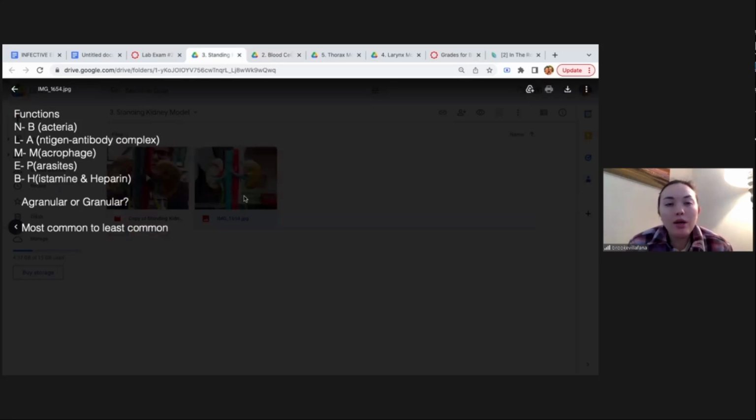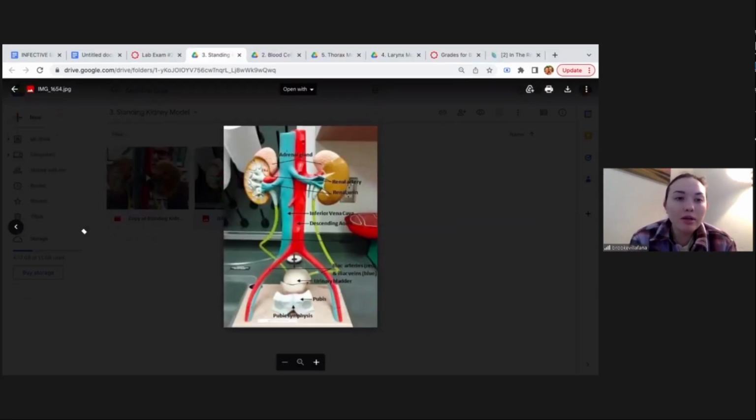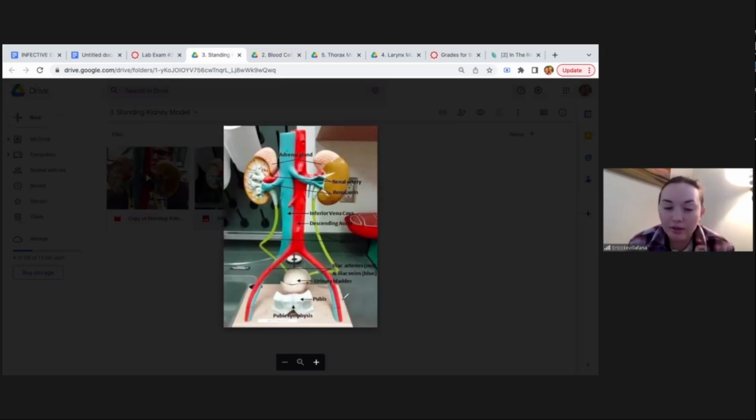Okay, so then on the exam, we're also going to have this standing kidney model. It is already labeled right here for you. So you see that we have the inferior vena cava, descending aorta that branches into the iliac artery and iliac vein. We have your kidneys with their renal artery and renal vein. It's very, very simple. You don't have a lot you need to know on it. It's just basically for you to look at the arteries. Inferior vena cava, descending aorta, iliac artery, iliac vein. That's kind of what we're concerned about.